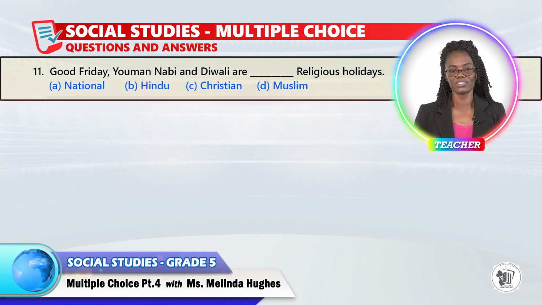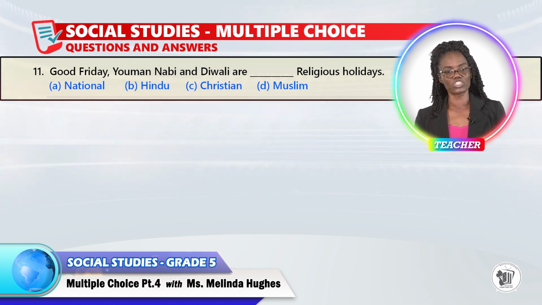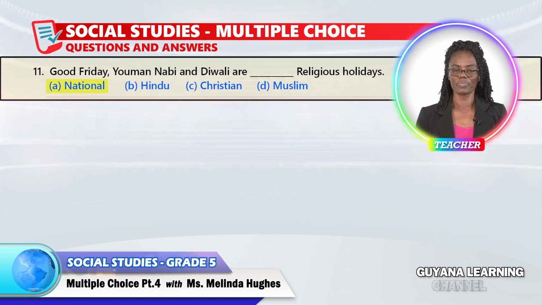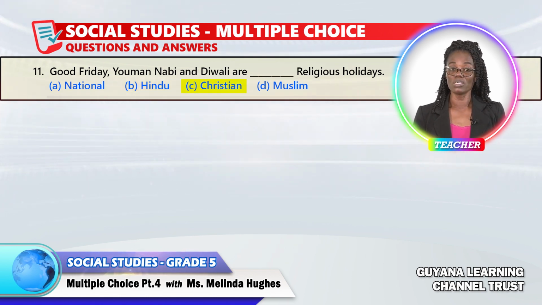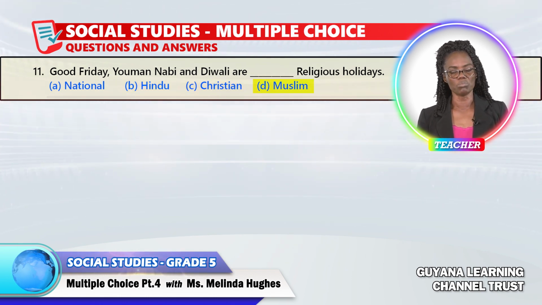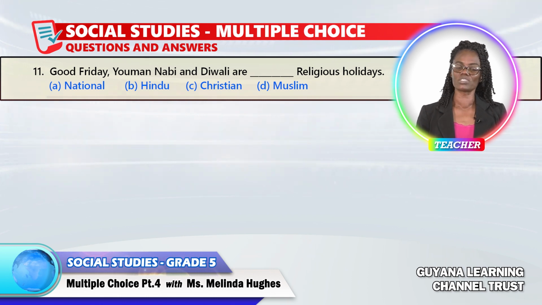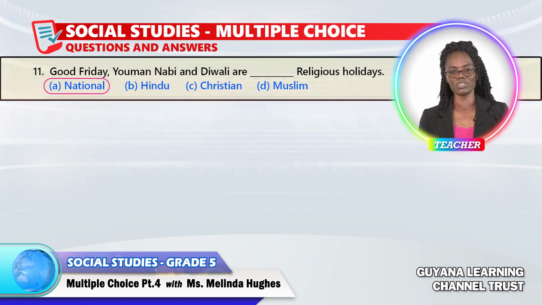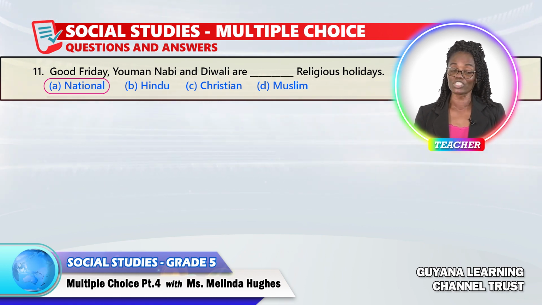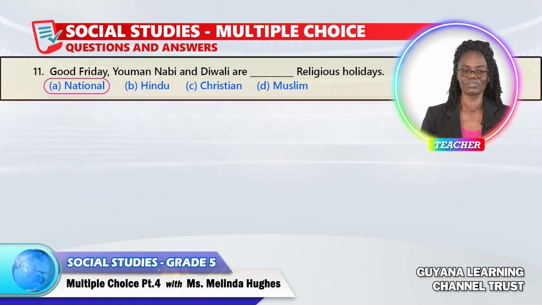Question 11. Good Friday, Yom Nabi, and Diwali are something religious holidays. A. National, B. Hindu, C. Christian, or D. Muslim. The answer to question 11 is A. Good Friday, Yom Nabi, and Diwali are national religious holidays.